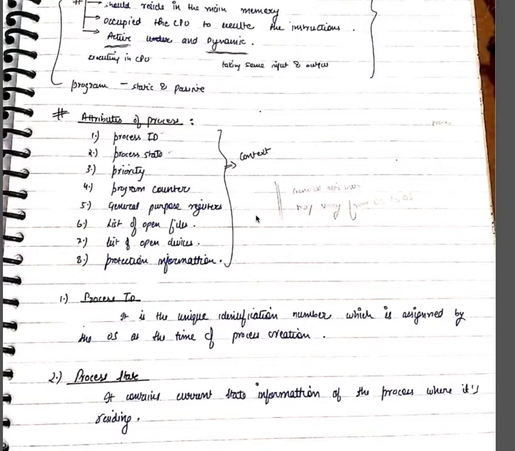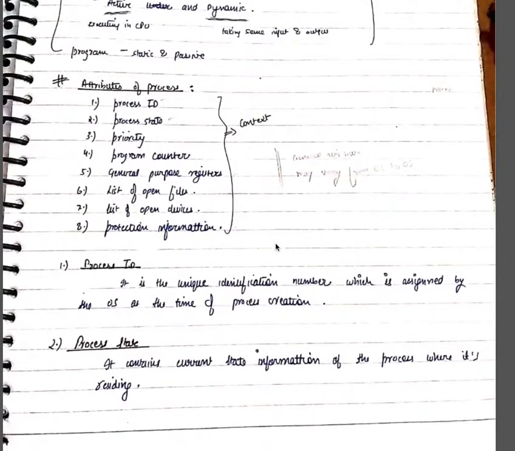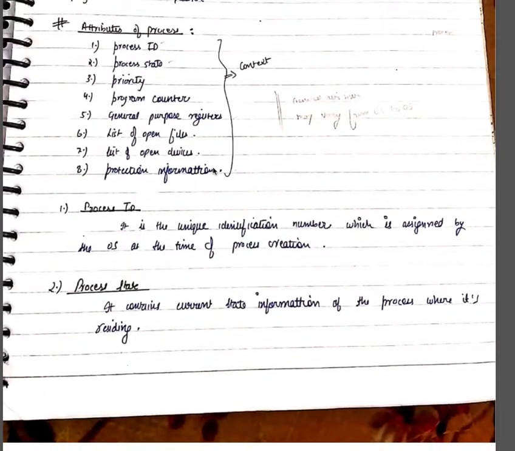Now, attributes of a process. There are some attributes of the process. It's better if you learn all of them because sometimes they ask in the exam. Now we'll be seeing each of them one by one. So first is process ID, process state, priority, program counter, general purpose register, list of open files, list of open devices, and protection information.